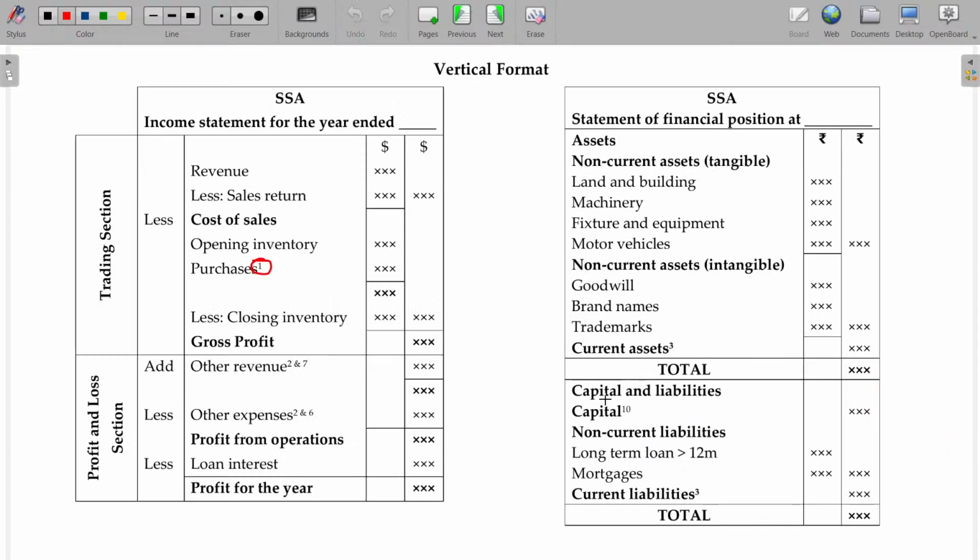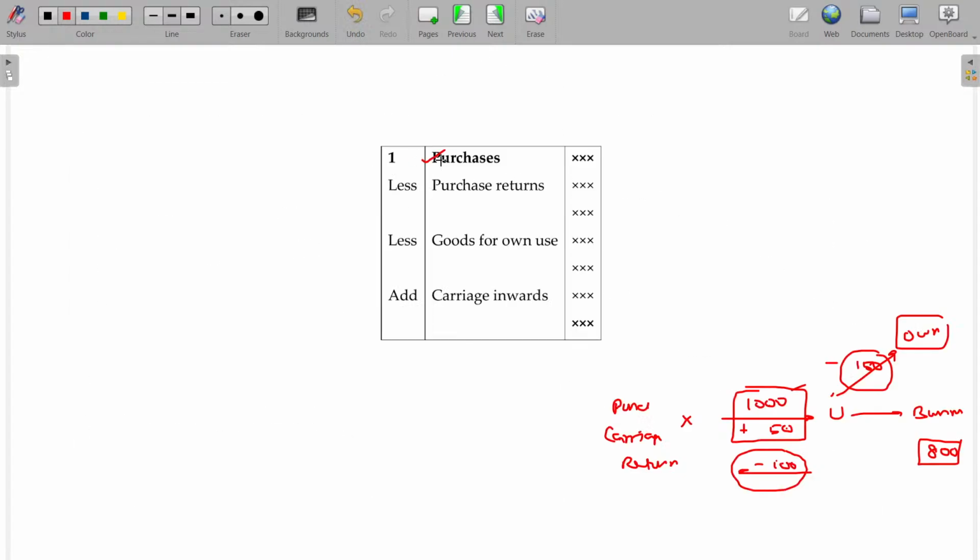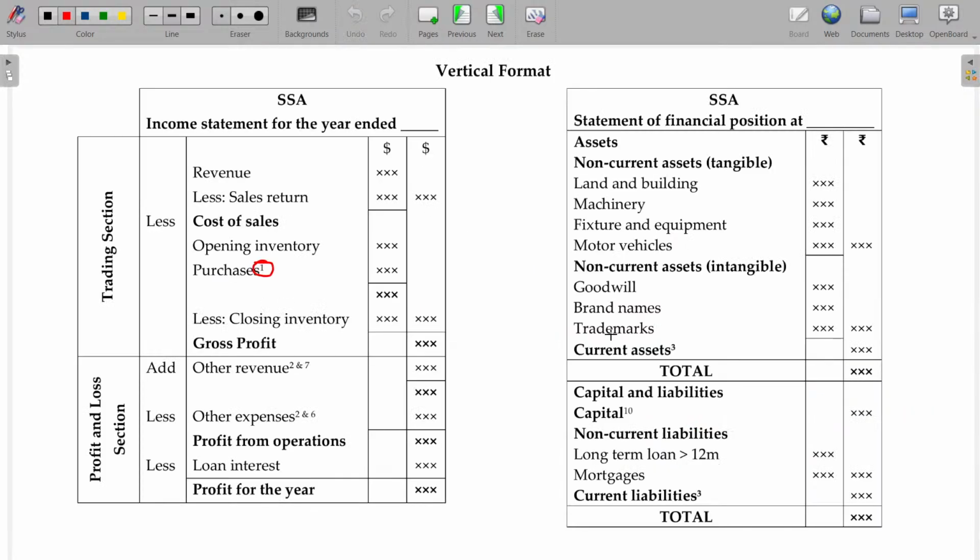Understand? So here see, I started with the original purchases. From there, any returns you have done are subtracted. Goods taken for own use will be called drawings, and any amount spent for bringing the goods to your place will be called carriage inward. That will be addable. So the total value will be the adjusted purchase that will be shown here. Number 1 is over. Clear?